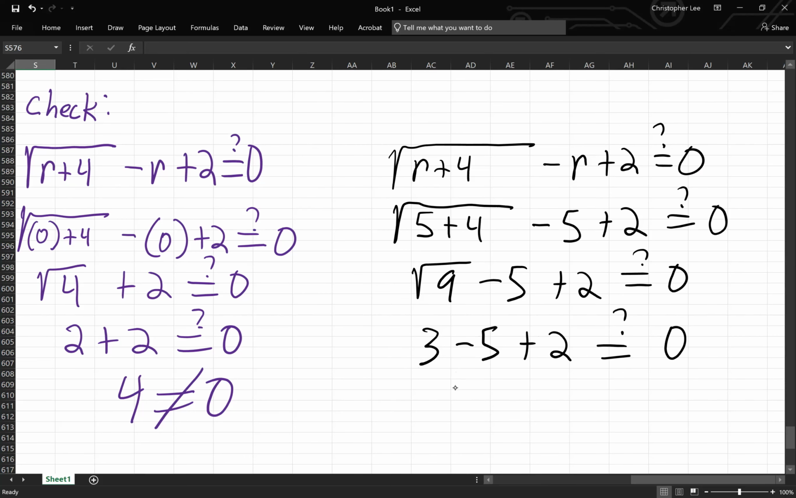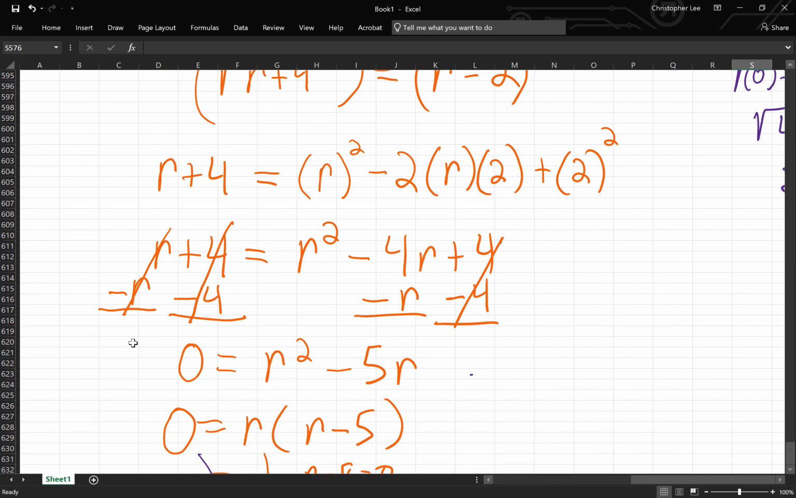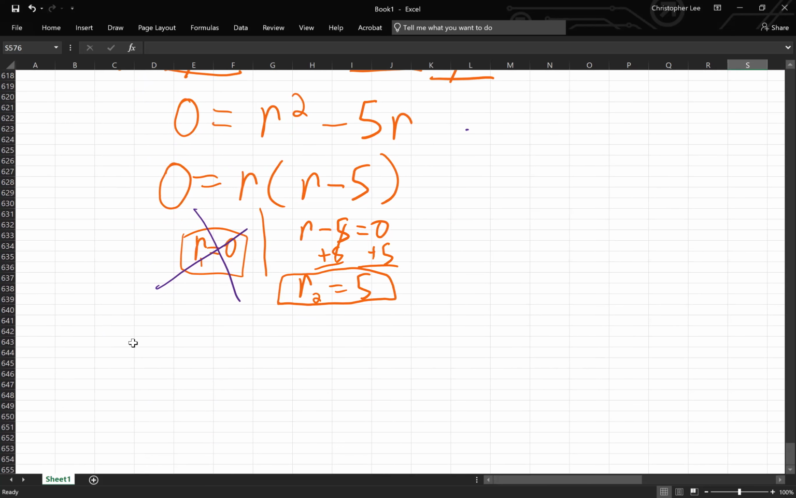3 minus 5, this is going to give me what? Negative 2 plus 2. Some places that's 0. And in this case, 0 is equal to 0. So we're good to go. So 5, that's a solution. Hold on. 5 is a solution. And that's it.